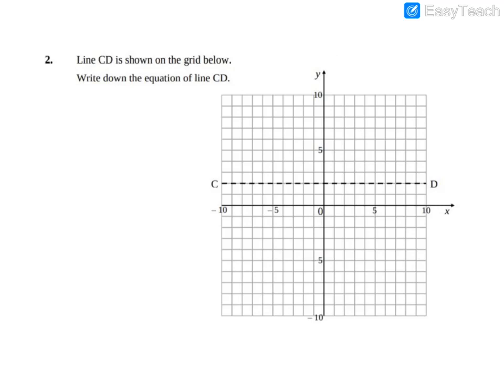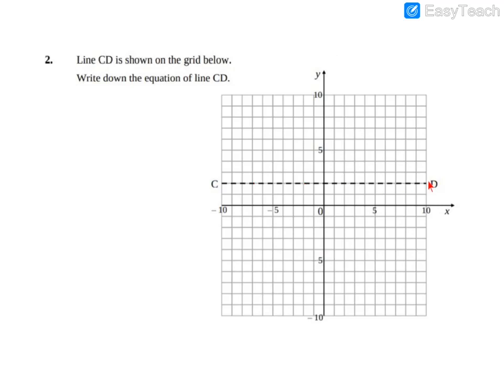Question 2 is another one about straight lines and graphs. We've got line CD is shown on the grid below. Write down the equation of line CD. Now this is a nice simple one. We just need to remember if we've got a horizontal line, what does the equation of a horizontal line look like?